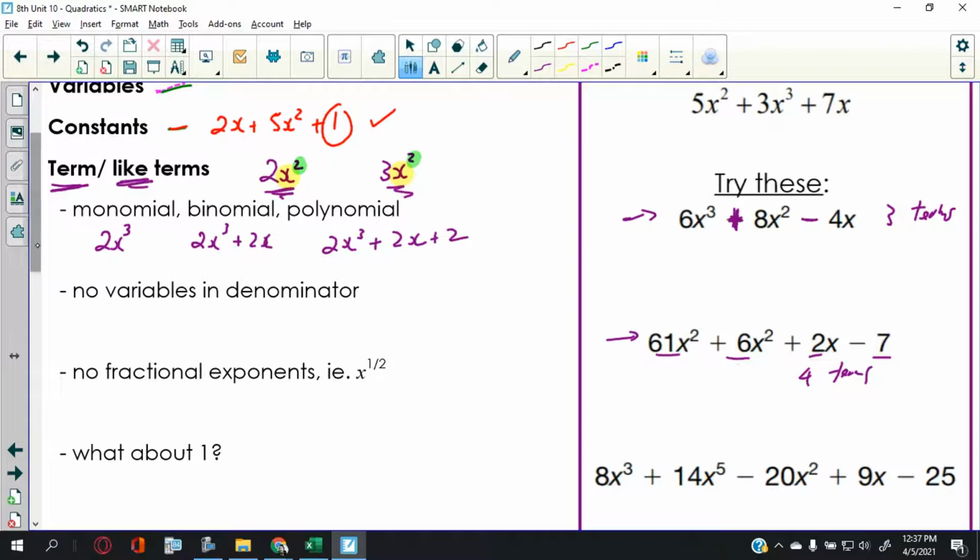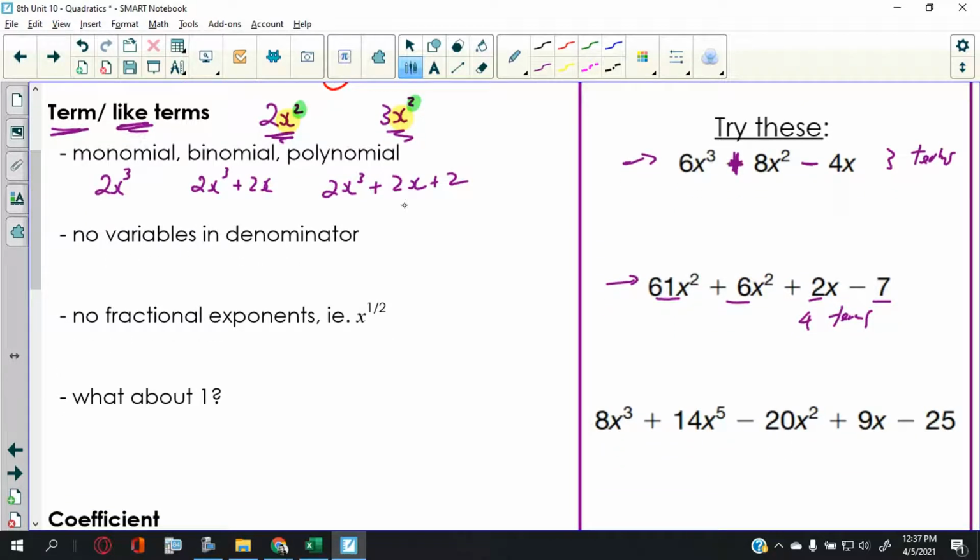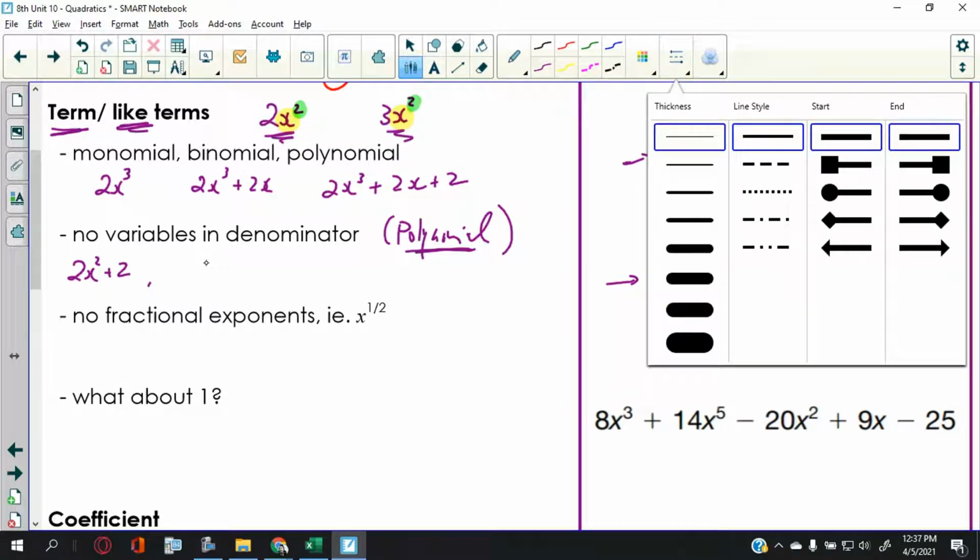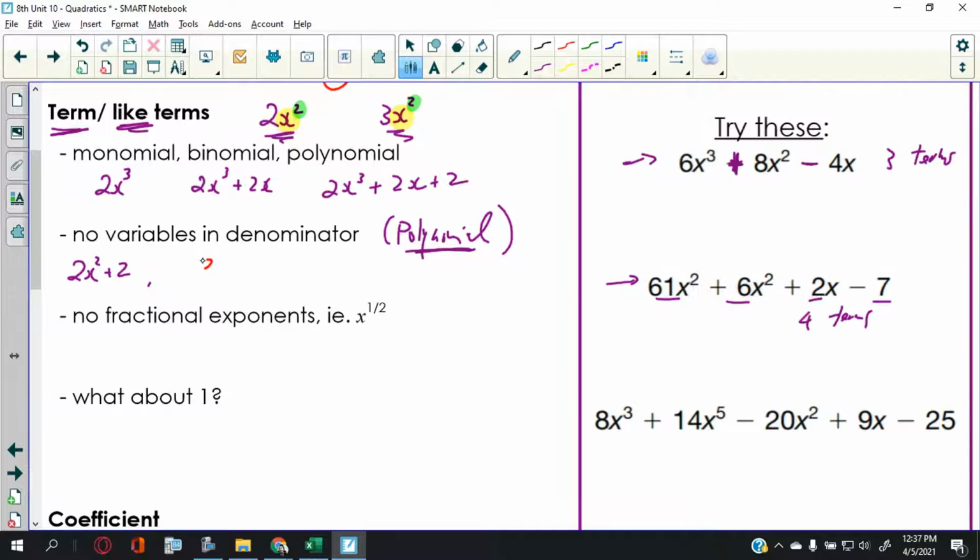Now, polynomial. This is a focus on what exactly the definition of a polynomial is, because we have to get a little bit more detailed. So this is a polynomial, and I'll use the color red. This is not. No variables in the denominator.